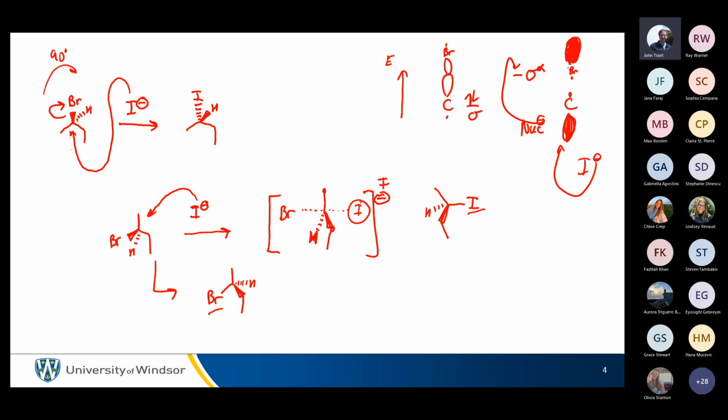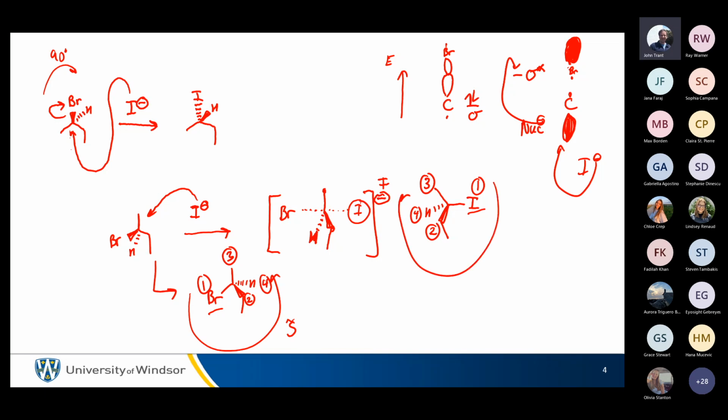And because in both these cases, the bromine and the iodine are the heaviest atoms present, they both have the 1 priority. The hydrogen is the 4 priority. The methyl group is 3. The ethyl group is 2. Note that the hydrogen is conveniently backing away from us in both these cases. This one is S. This one is R. We've gone from S to R.